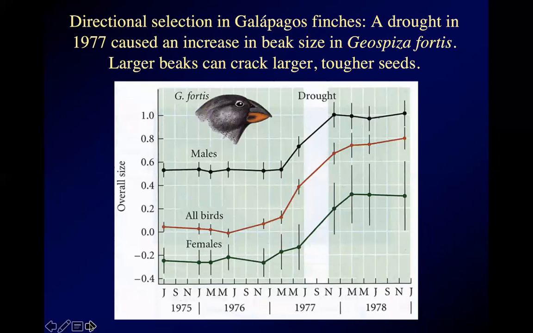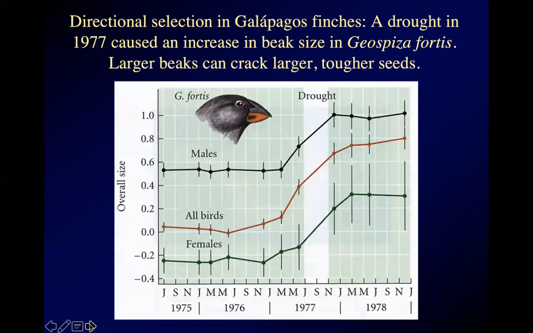So in 1975, you can see is when this begins. Males have bigger beaks, females have slightly smaller beaks. Beak size stays pretty close to the same until mid-1977 when there's a drought. The Galapagos get hit with devastating droughts every few years, and this is connected to the El Nino cycle, of which I'm sure you've heard.